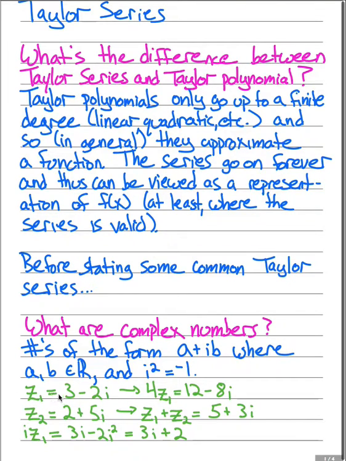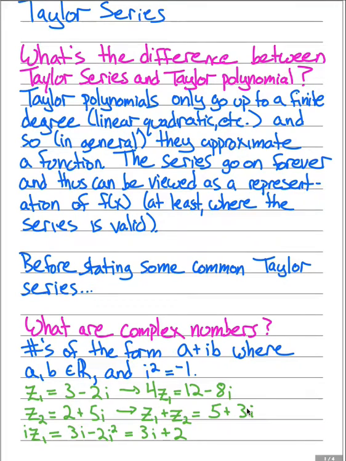So if z1 is a complex number 3 minus 2i, for 4 z1, we just multiply everything by 4. It's 12 minus 8i. If z2 is 2 plus 5i, and we want to add z1 and z2, we add the real parts together, and we add the imaginary parts together. That's the parts without i's are the real part, the parts with i's are the imaginary parts. So 3 plus 2 is 5, and -2i plus 5i is 3i. So z1 plus z2 is 5 plus 3i.